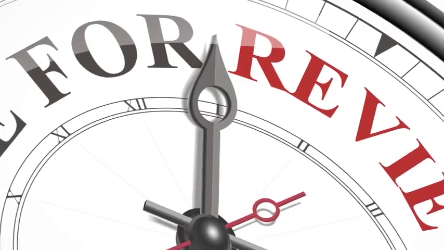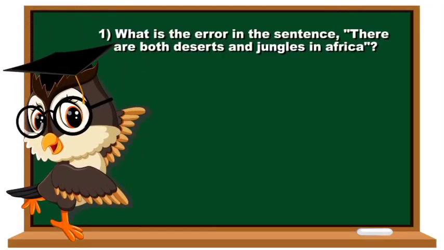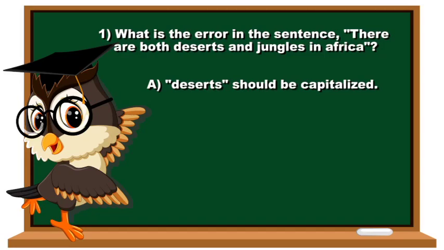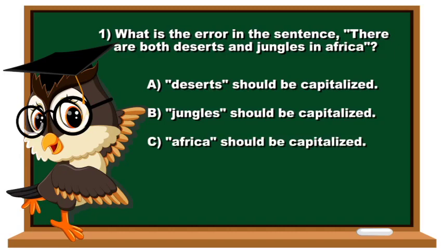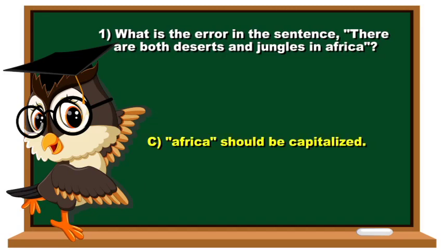Now that we know all about common and proper nouns, let's test what we've learned. Question 1. What is the error in the sentence, there are both deserts and jungles in Africa? A. Deserts should be capitalized. B. Jungles should be capitalized. C. Africa should be capitalized. D. There should not be capitalized. If you said C, the error is that Africa should be capitalized. Great job! You are correct.